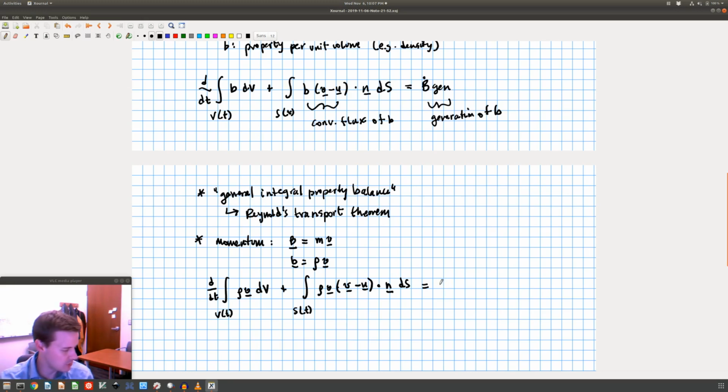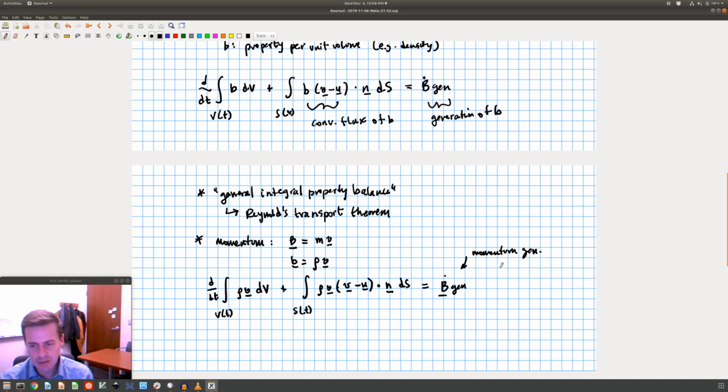and then that's going to equal, well, I'll still leave as b gen for a minute, which is going to be my momentum generation. So we have these two terms already, which is kind of nice out of the Reynolds transport theorem. And all we need left is to write down this term.